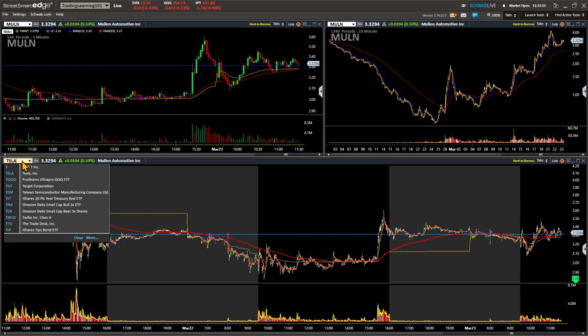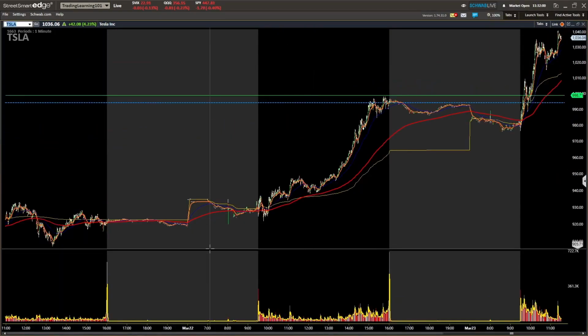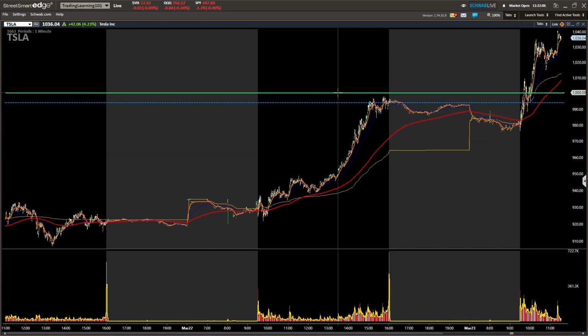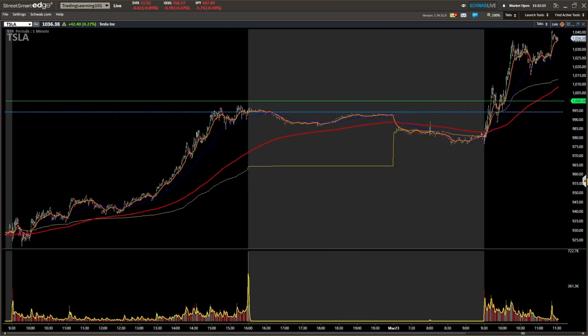TSLA is the ticker symbol. We'll blow up the 1 minute chart here. And you could see I have a green line plotted on this chart right at 1000. We'll scroll in on the last 2 days of trading. Tesla was under that $1,000. It's in the three digit club, $990 some. All day it ran up and it tops out just under that $1,000 level. That's going to act as a natural resistance. That's a huge psychological barrier for this stock to get through.